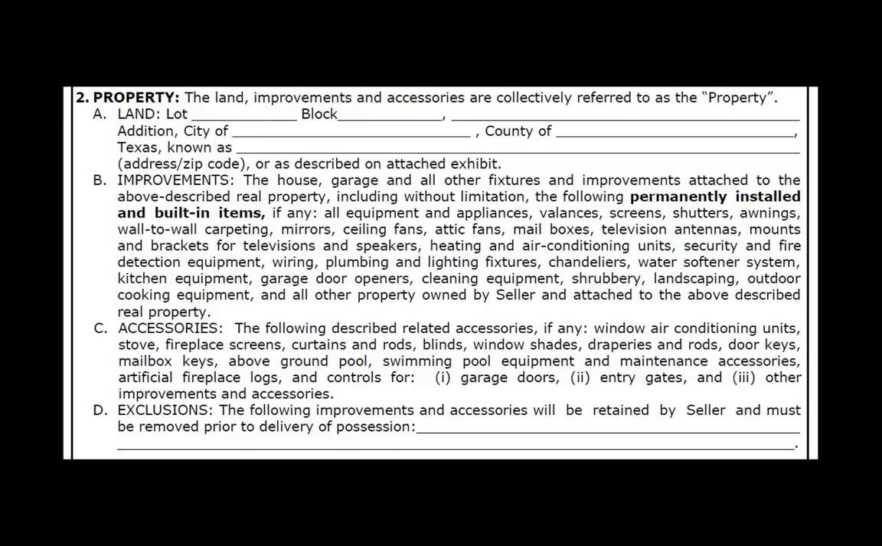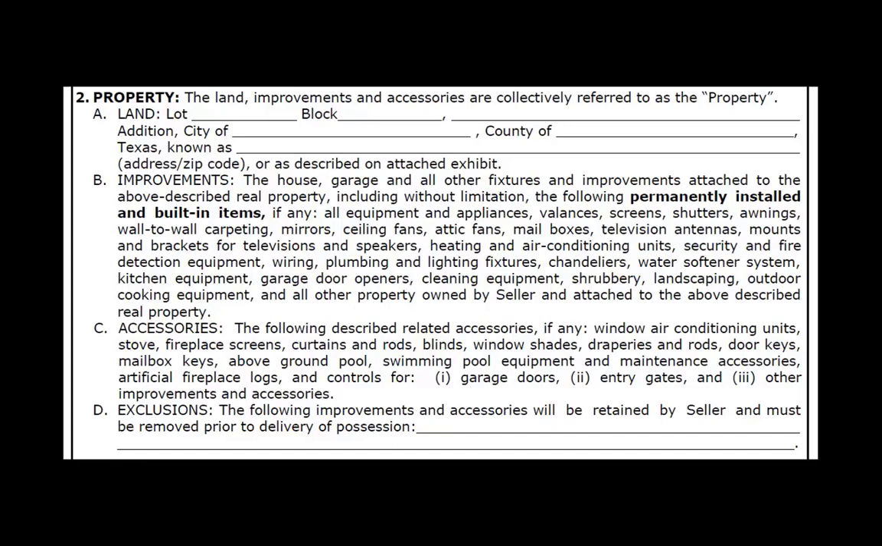C is the section for accessories. These are items that are not permanently installed or attached, but they still convey, they're still part of the legal agreement here, and it includes things such as the curtains and rods, fireplace screens, blinds, window shades, draperies, rods, door keys, mailbox keys, above ground swimming pool keys, maintenance accessories, and that sort of thing.